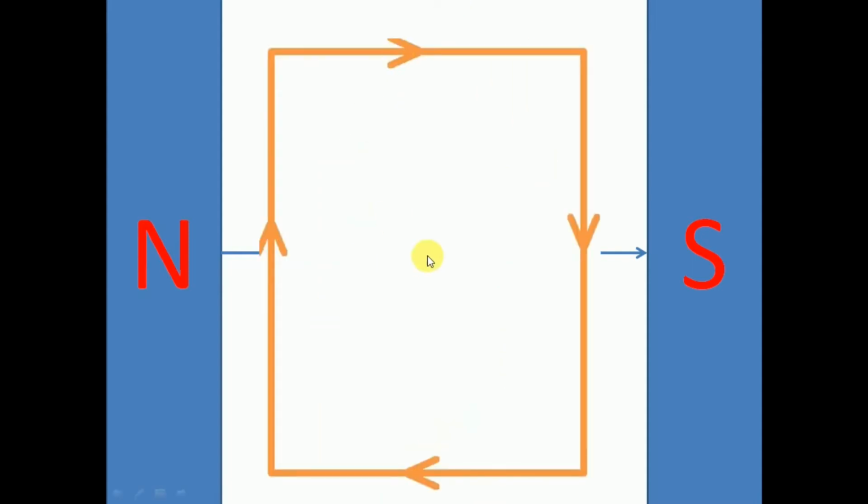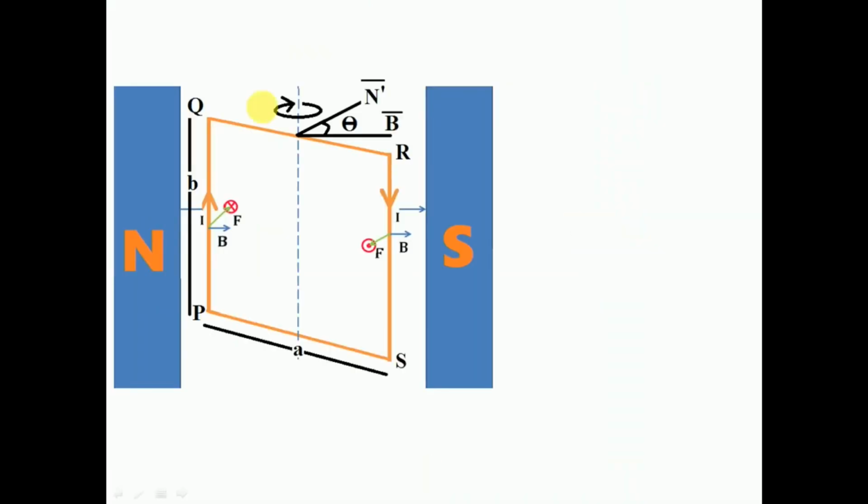So if you keep a current carrying coil in a uniform magnetic field, it rotates due to the torque produced by the forces. There will be no rotation in the y direction because the forces on this part of the conductor and this part of the conductor will be equal and opposite, so there will be no net force. Now let's consider this diagram to derive the expression of torque.